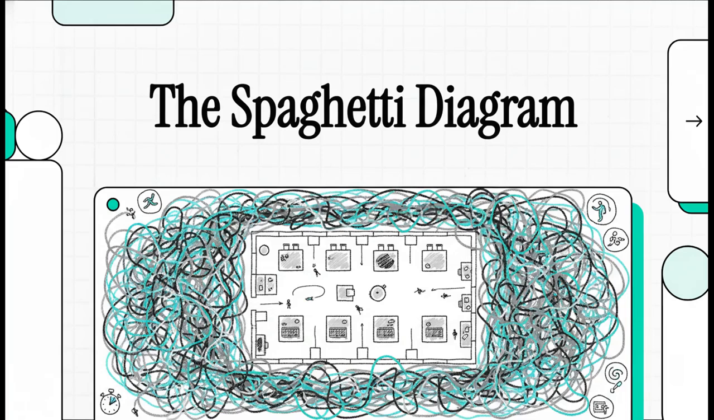Welcome to this explainer. Today, we're going to demystify a tool that sounds kind of silly, but is actually a highly rigorous Lean Six Sigma method for optimizing your physical workspace. Seriously, if you've ever felt like your daily workflow is more of a physical workout than actually getting things done, you are in the exact right place. We're talking about the spaghetti diagram.